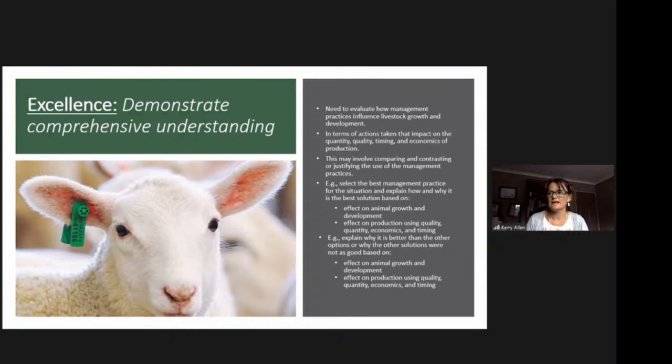Okay. Now, for excellence, you have to evaluate the management practice. Now, this can be done either comparing and contrasting or justifying why you are doing it. This one, not only do you have to state why you're doing it, you need to link it to quality, quantity, timing, and economics of production. Okay, so you need to state those reasons why you are doing them. So you need to relate it back to that effect on that growth and the effect on production, okay?